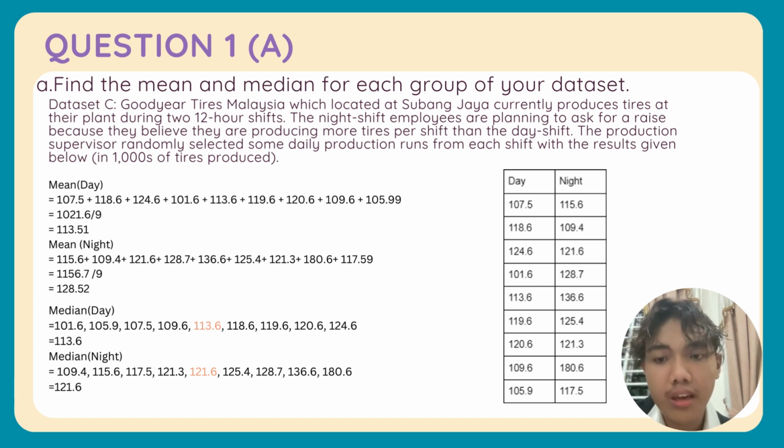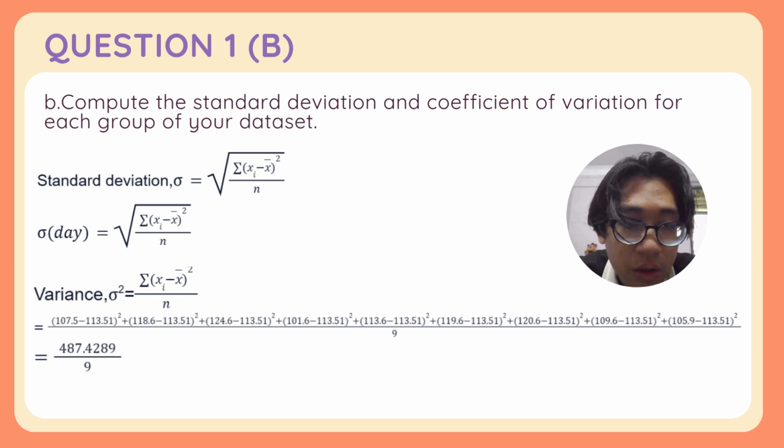For the median, you need to arrange the data upwards, in ascending order, and then pick the middle one. So the median for day is 113.6 and for night is 121.6. Okay, that's all.